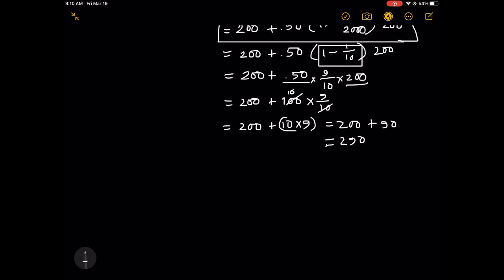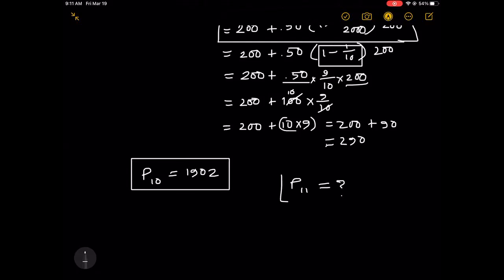Now let's do it for, okay, you can see on pages 188, 189, the table. We already have the value of P10. Can you see that? It's 1902. The last column of the table. So for n equals 10, it will be 1902. That means P10 is 1902. Now can we calculate P11 using the same procedure? Please do it for me.